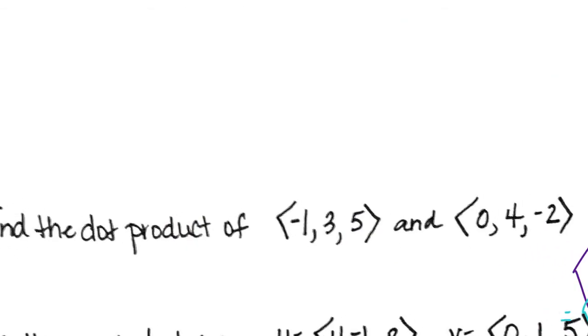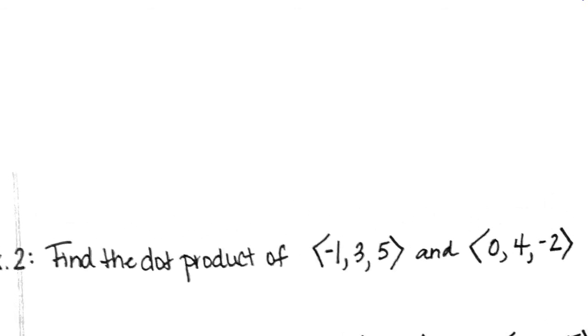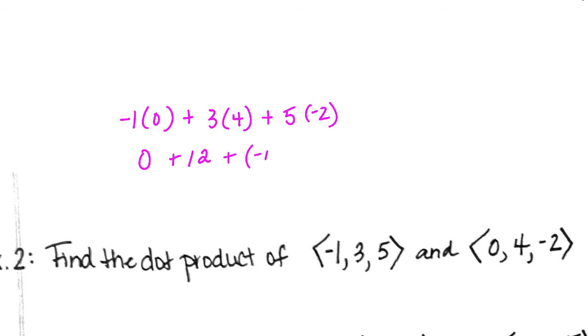All right, we're going to be looking for the dot product. Let's find the dot product of negative 1, 3, 5 and 0, 4, negative 2. Do we remember how to do this? Let's do it. We are going to take negative 1 times 0, and we are going to add it to 3 times 4, add it to 5 times negative 2. And let's see what we get here. We get 0, 12, negative 10. It looks like the dot product is 2.